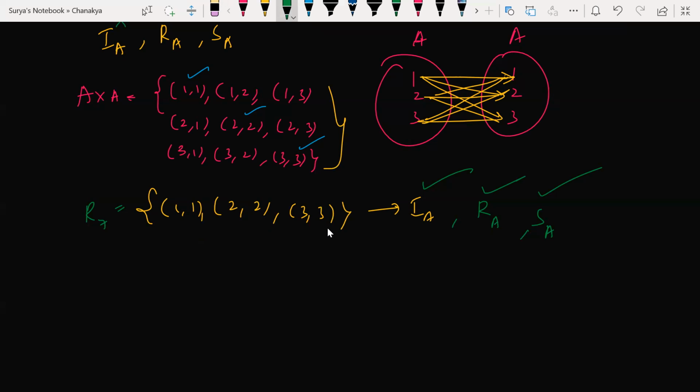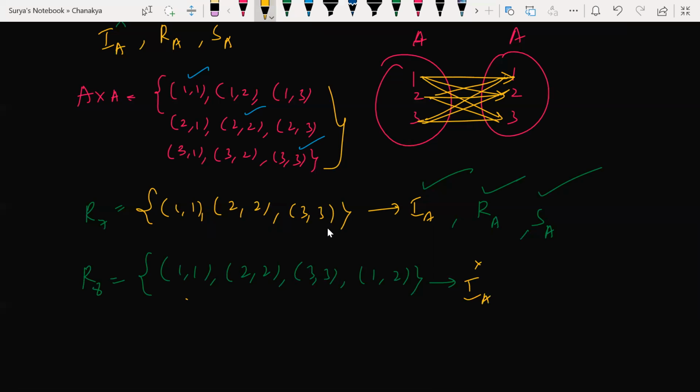Reflexive means doublets are mandatory. Along with the doublets, others can be there. For example, let me write relation R8: 1,1, 2,2, 3,3, next 1,2. Now check whether it's identity or not. It is not an identity.